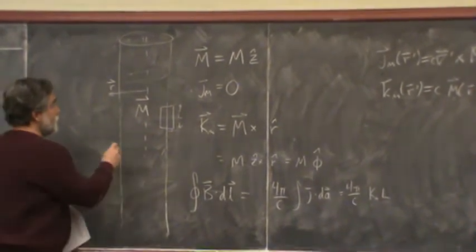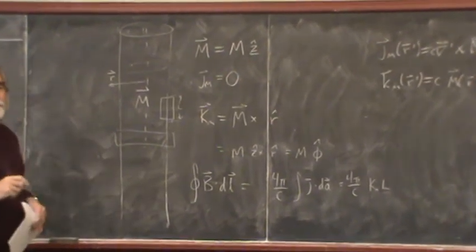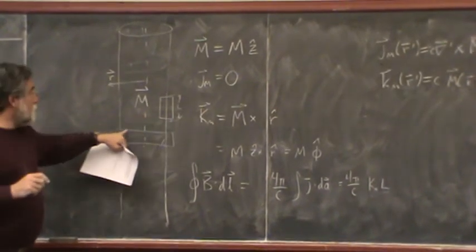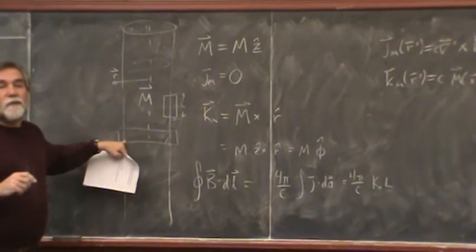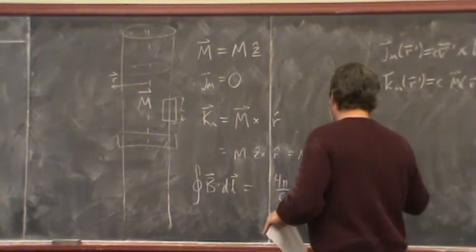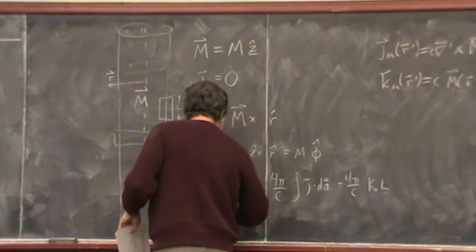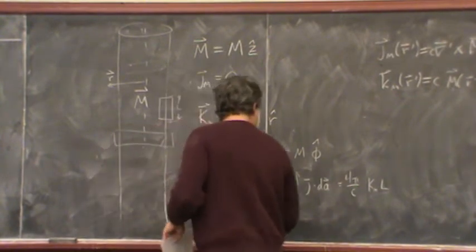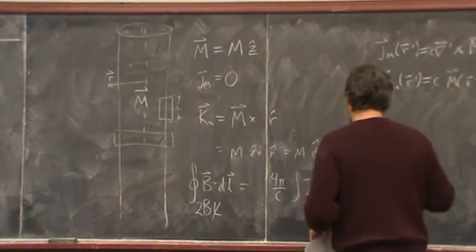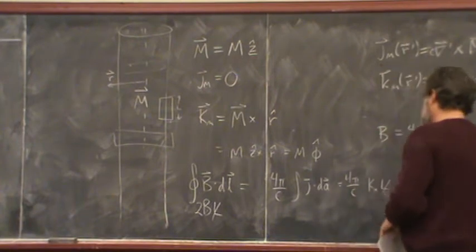And I can prove that by drawing two Amperian loops here. One that encloses the whole thing so that I have no net current, and I know that the magnetic field has got to be 0. And so this ends up being 2BL. L goes out, and I end up with magnetic field is equal to 4 pi over c K_M.